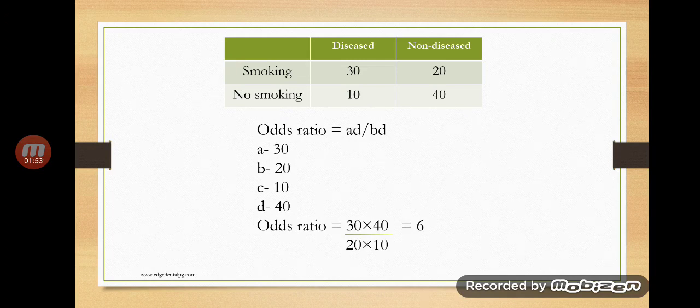Odds ratio is calculated in the case control studies and is a measure of risk. It is nothing but a cross product ratio, that is AD divided by BC. The correct answer on calculation is 6.